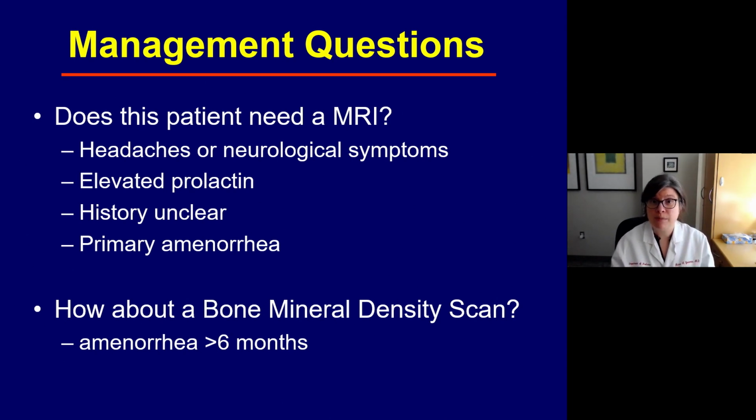All patients with primary amenorrhea, because there is a significant chance that these patients may have a pituitary or hypothalamic tumor. And then the second question is, do these patients need a bone density, especially because they're in this low estrogen state? And I would argue that most of them do not. However, if they've been amenorrheic for more than 6 months with no estrogen replacement, you may want to consider getting a bone density in these patients.